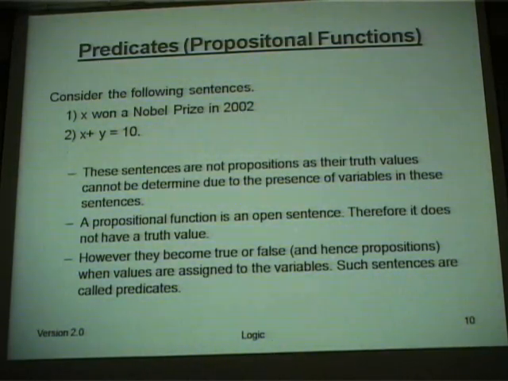For example, here: X won a Nobel Prize in 2012. X plus Y equals 10. Now this is very common. This X and Y represent many things, not only certain things. Usually predicates are used to announce some results, some theorem. It is generally true for many things.